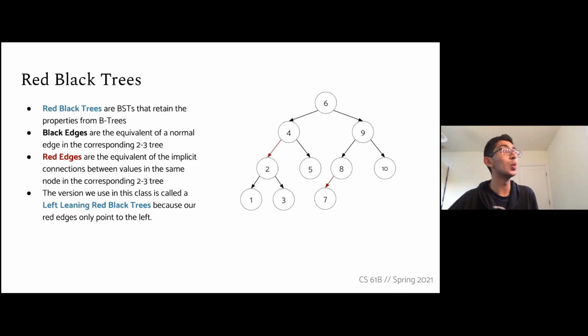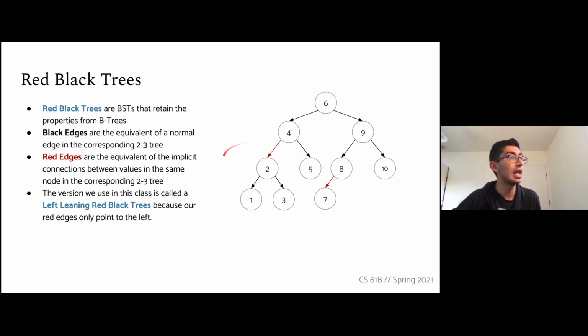Red-black trees, on the other hand, are binary search trees that retain that same property from B trees, in that a red-black tree and a 2-3 tree, a B tree, will always have a one-to-one correspondence. That's the most important thing to remember. So what you should know about red-black trees is that black edges are the equivalent of a normal edge in the corresponding 2-3 tree, and red edges are the equivalent of the implicit connections between values in the same node in the 2-3 tree. That was a bit wordy.